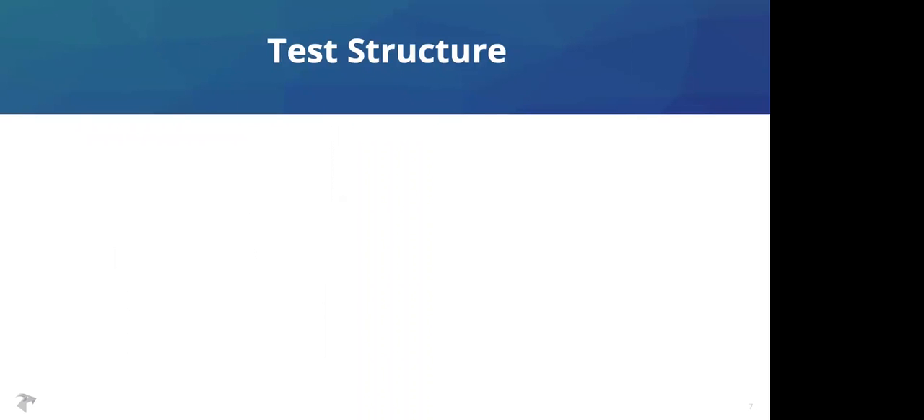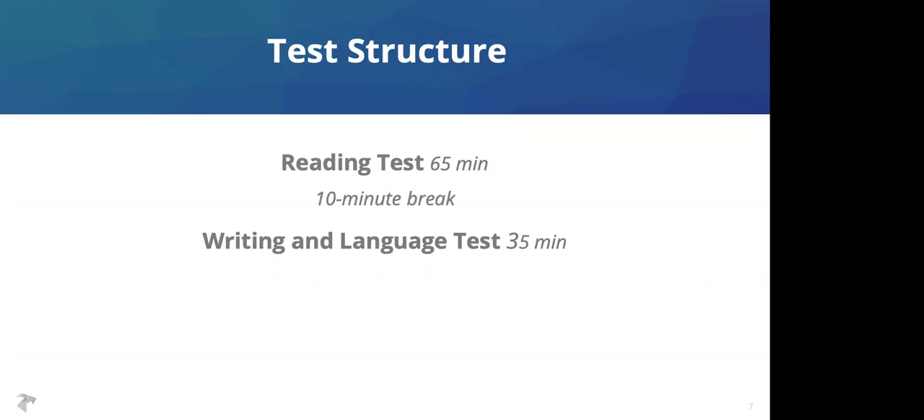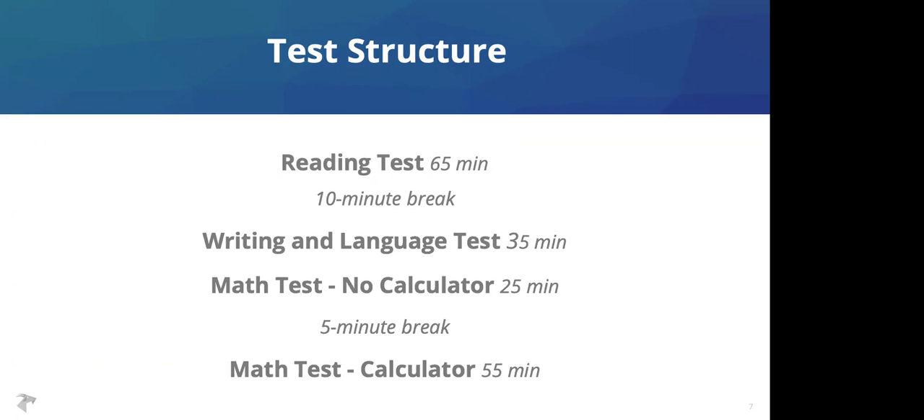The SAT consists of 4 tests, 4 sections, and then the optional essay. So first you have a reading test, which is 65 minutes long. Then you get a 10-minute break. Then you get a writing test, which is a writing and language test that's 35 minutes long, 44 questions. And then you have a math test, and this is the non-calculator section. That is 20 questions, that's 25 minutes long. Then you get a 5-minute break, and then you can do the calculator section of the math test. So you get to use a calculator on this one, which is 38 questions and 55 minutes long.